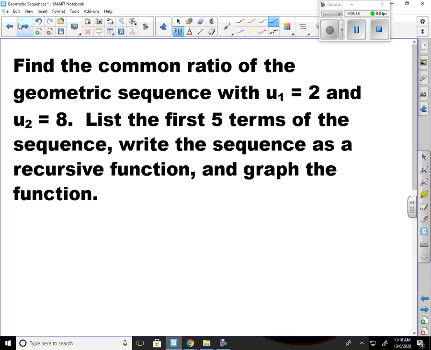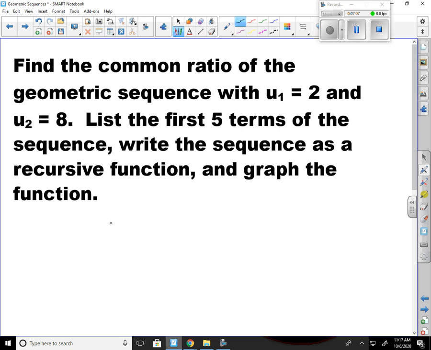Find the common ratio of the geometric sequence with u sub 1 equals 2 and u sub 2 equals 8. List the first 5 terms of the sequence. Write the sequence as a recursive function and graph the function. By the way, since we're talking about the quiz, if you have a multi-part question, make sure you answer all the parts to the question.